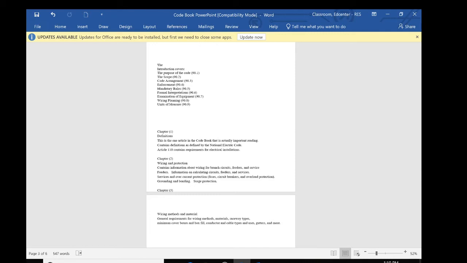I'm going to go to 90.4, enforcement. This code is intended to be suitable for mandatory application by governmental bodies that exercise legal jurisdiction over electrical installations, including signaling and communication, and for use by insurance inspectors. That's kind of odd, insurance inspectors. The authority having jurisdiction for enforcement of this code has a responsibility for making interpretations of the rules and for deciding on the approval of equipment and materials and for granting special permission contemplated in a number of these rules.